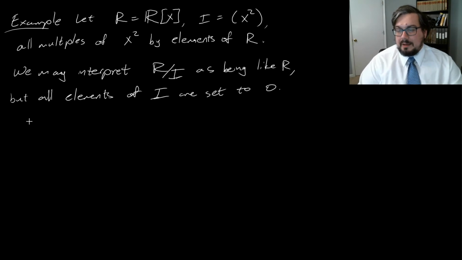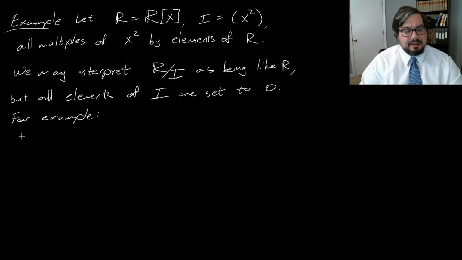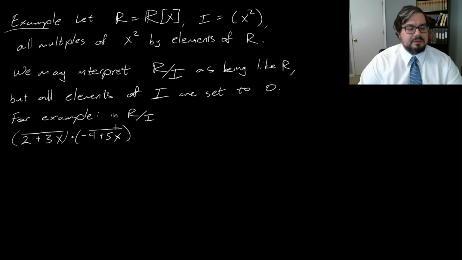So, let's see how this works. For example, let's take the product 2 plus 3x times negative 4 plus 5x in R mod I. I'm specifying R mod I here so that I can use the bars instead of writing plus I again and again.